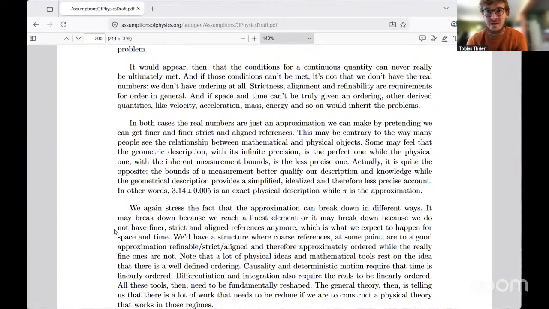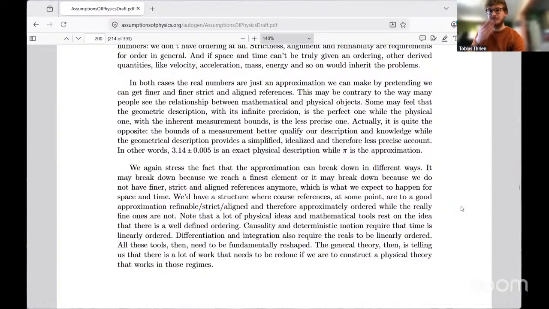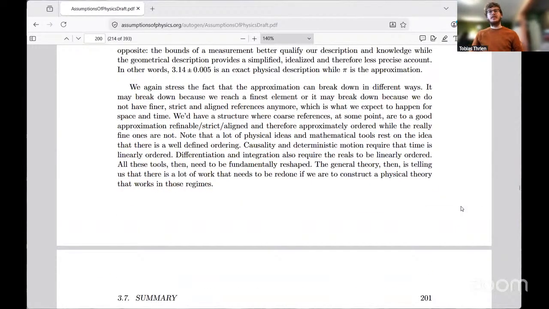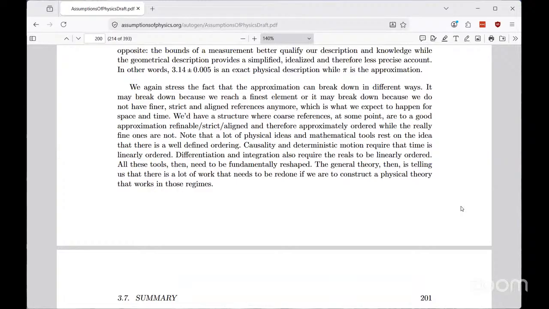The bounds of a measurement better qualify our description and knowledge, while the geometrical description provides a simplified, idealized, and therefore less precise account. In other words, 3.14 plus minus 0.005 is an exact physical description, while pi is the approximation. We again stress the fact that the approximation can break down in different ways. It may break down because we reach a finest element, or it may break down because we do not have finer, strict, and aligned references anymore, which is what we expect to happen for space and time.